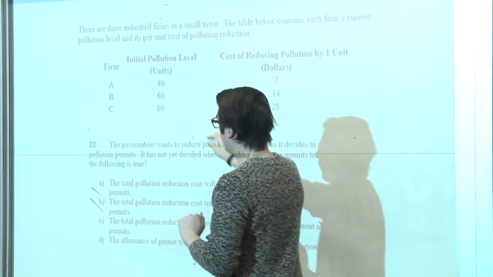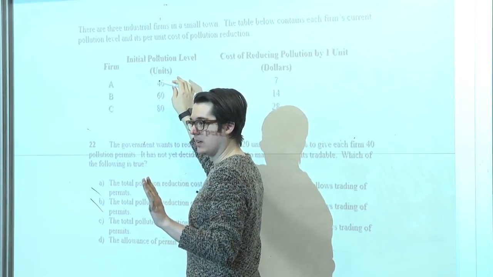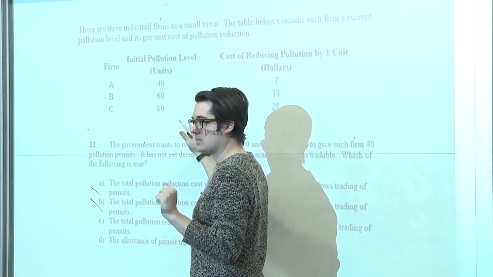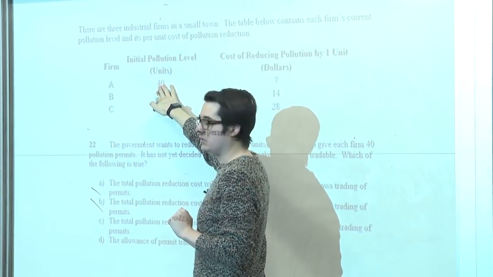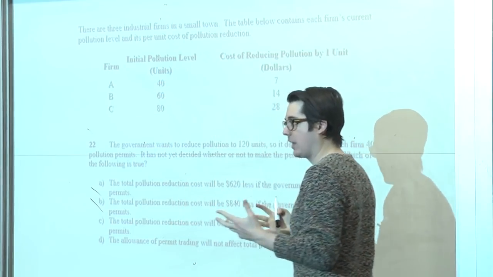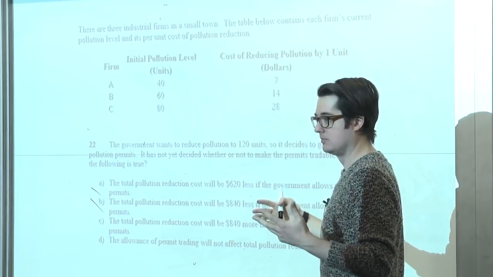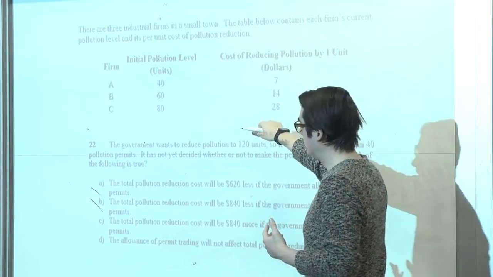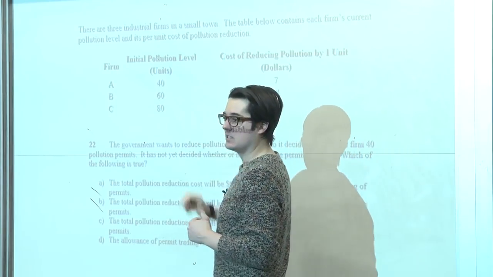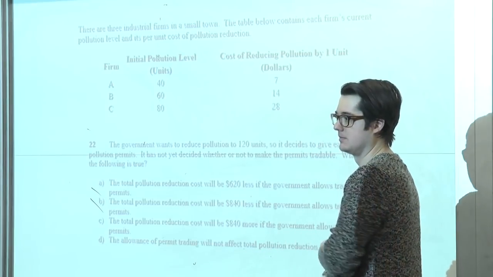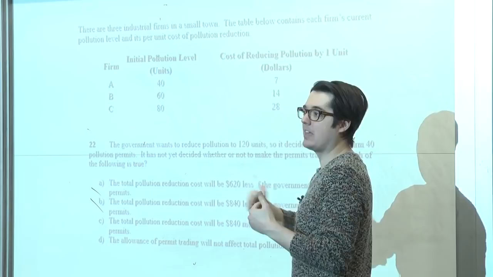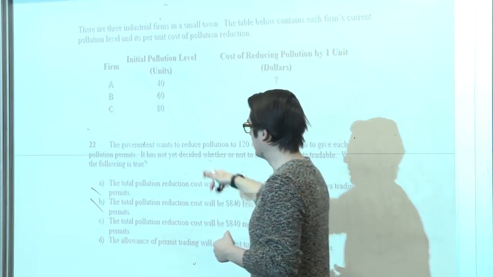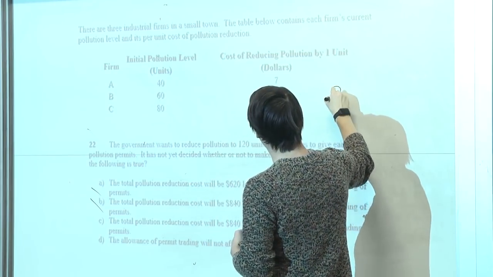Okay, so firm A, they don't need to do anything, right? If they can't trade their permits, they don't need to do anything, right? They produce 40 units of pollution, and they get 40 credits to pollute. So they're fine. How much does firm B need to reduce their pollution by? By 20. Yeah, they have 40 permits. Anything above that, they need to eliminate. So they need to reduce by 20.